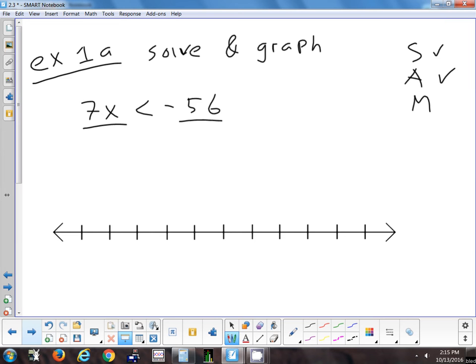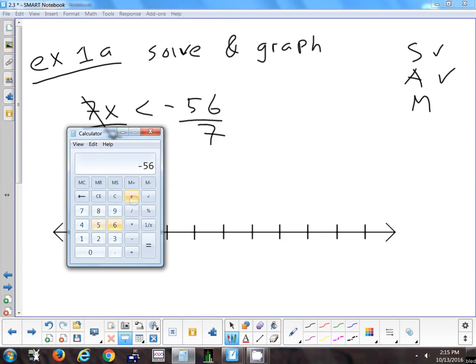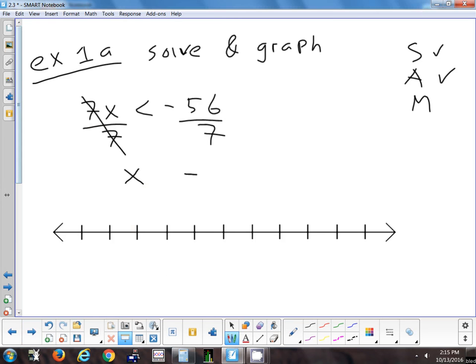Liam? 7. Yeah, you can divide by 7. 7 divided by 7 cancels out, and I get x. And let me do negative 56 divided by 7. I get negative 8. Now I didn't put the symbol in because my next question is, do I leave it or do I flip it?